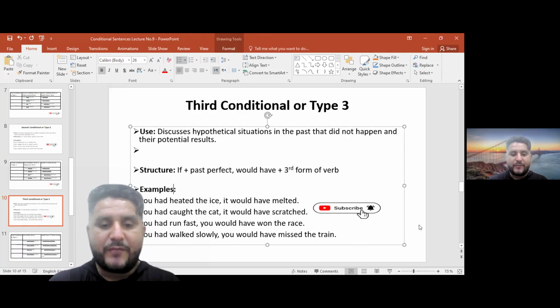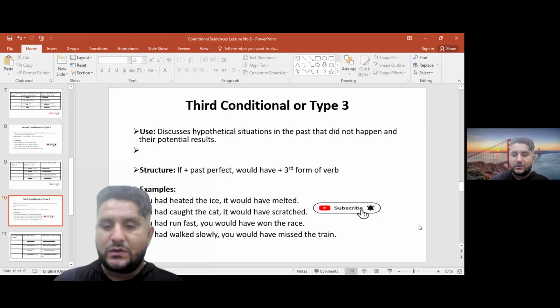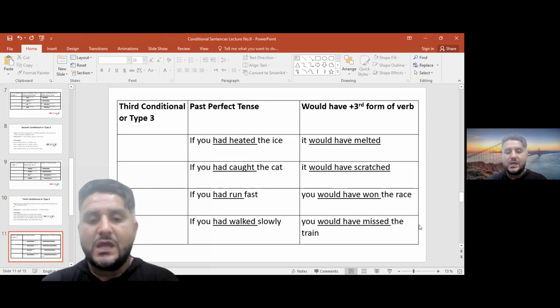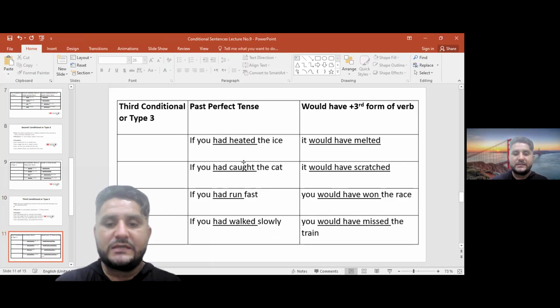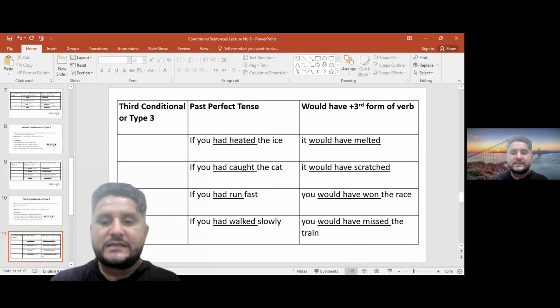So these are examples: if you had heated the ice, it would have melted. If you had caught the cat, it would have scratched it. If you had run fast, you would have won the race. If you had walked slowly, you would have missed the train. So we move towards analysis of third conditional, or type 3. The if clause is in the past perfect tense, and the main clause is in would have plus third form of verb.